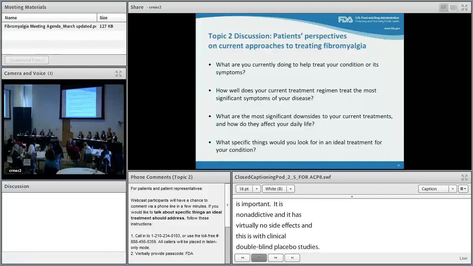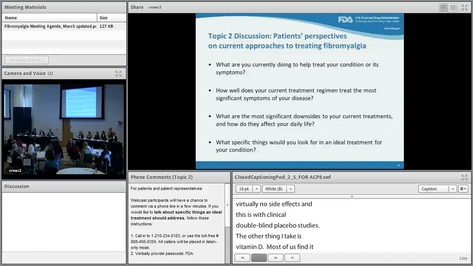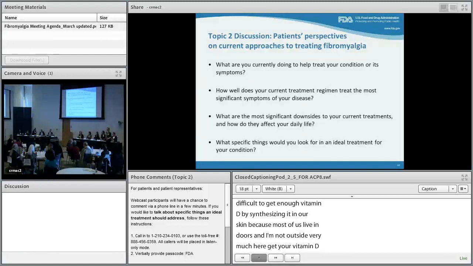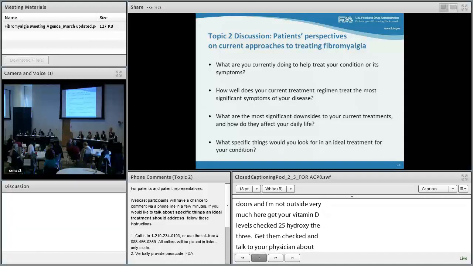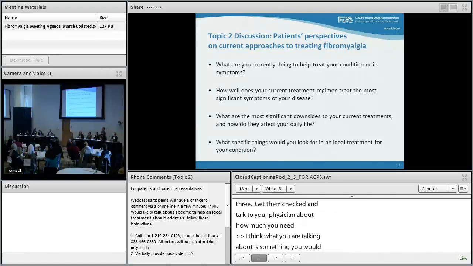And the other thing I take is vitamin D. I take vitamin D because most of us find it very difficult to get enough vitamin D by synthesizing it in our skin, because most of us live indoors and we're not outside very much. So get your vitamin D levels checked, 25-hydroxy D3, and talk to your physician about how much you need.